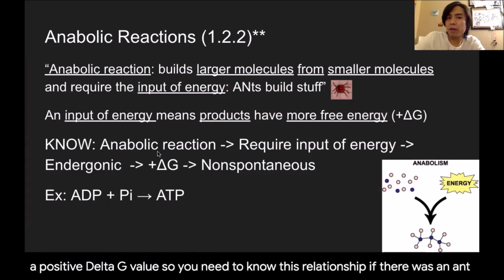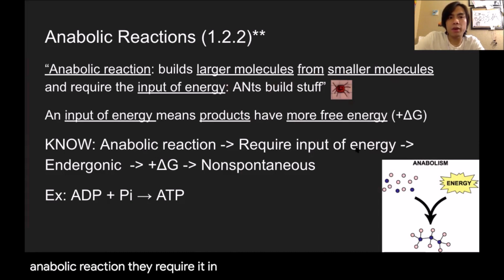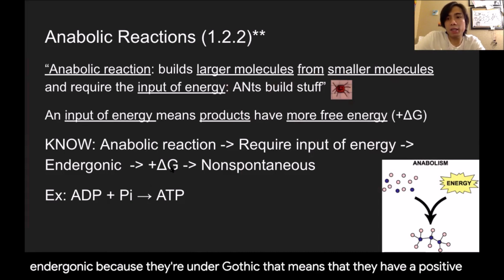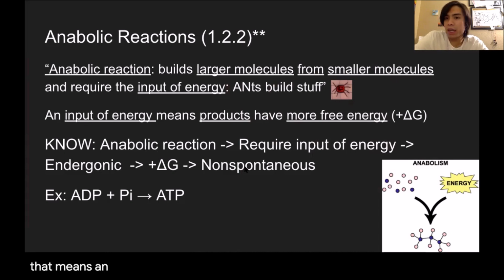If there's an anabolic reaction, they require an input of energy. That means that they are endergonic. Because they're endergonic, that means that they have a positive delta G value. Because of that positive delta G value, that means they're non-spontaneous.